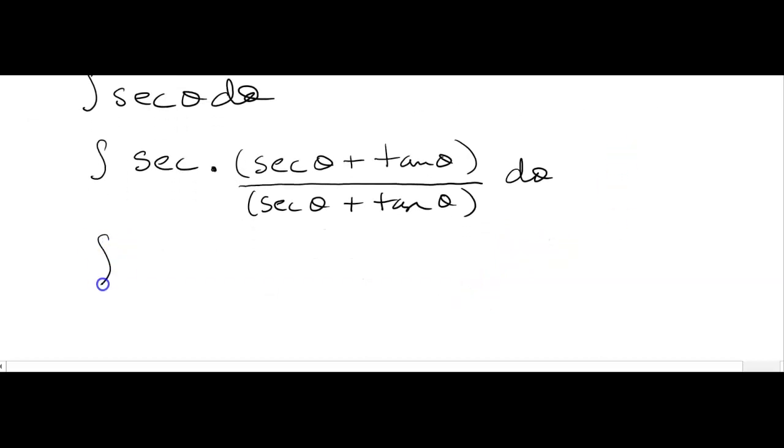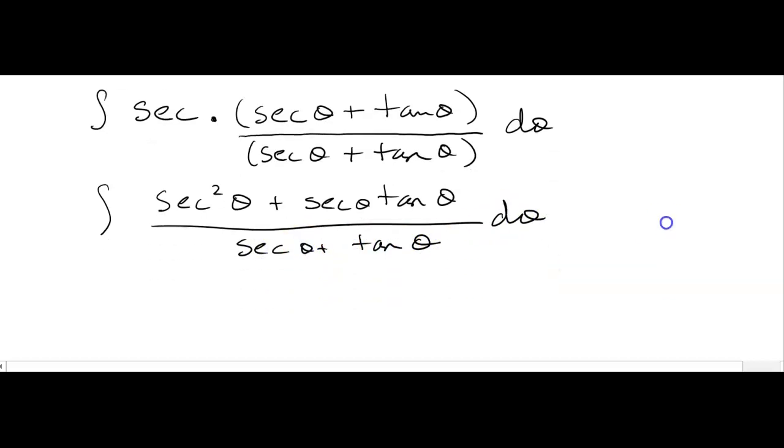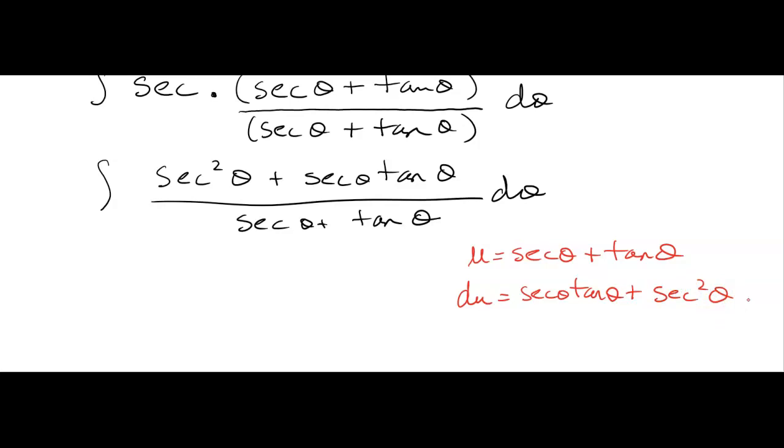Right? What does that give me in my numerator? Secant squared theta plus secant theta tan theta over secant theta plus tan theta d theta. Yeah, I know I made the integral crazy, but guess what? If I simply let u be that denominator, guess what du is? The numerator. Look at that. That insane problem, if you just thought about it creatively.